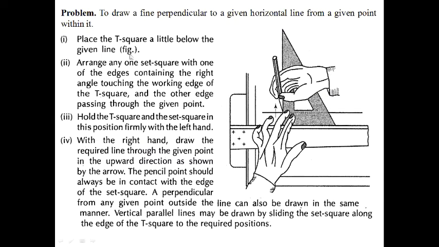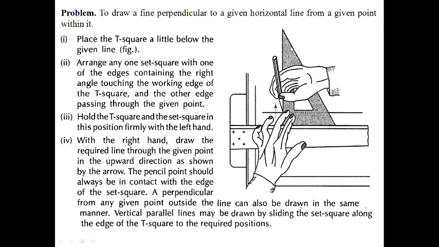Okay. Firstly, to draw a perpendicular to a given horizontal line from a given point within it, first place the T-square a little below the given line. Suppose this is your given line. An important part is that you have to set your A1 drawing sheet on your drawing board. All horizontal lines should be parallel to each other, so you just move the T-square a little below. This line is also parallel to this.